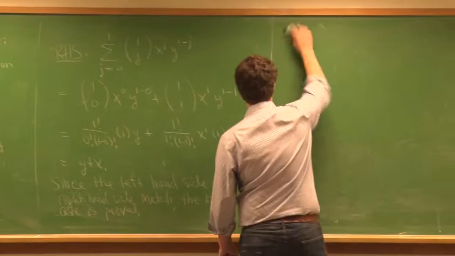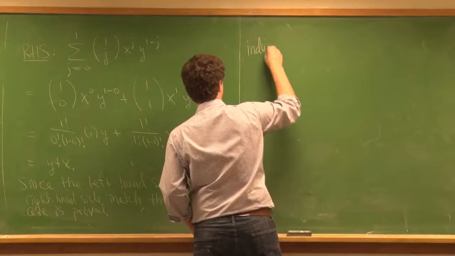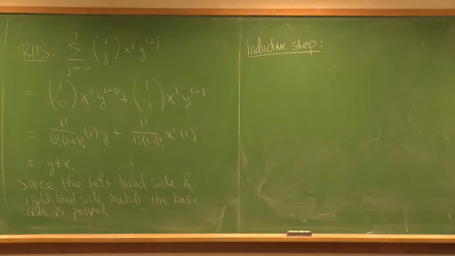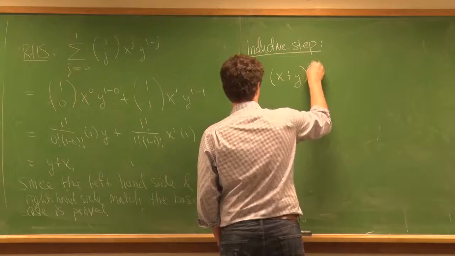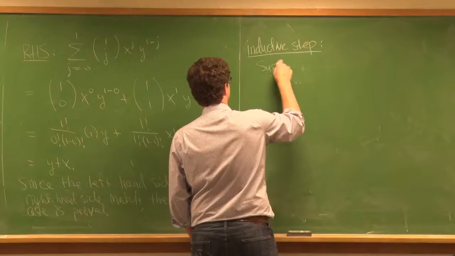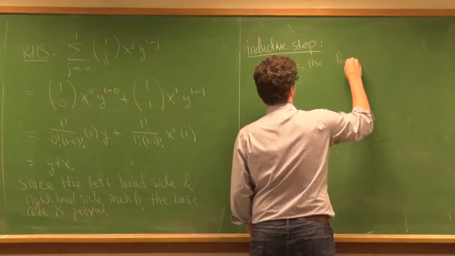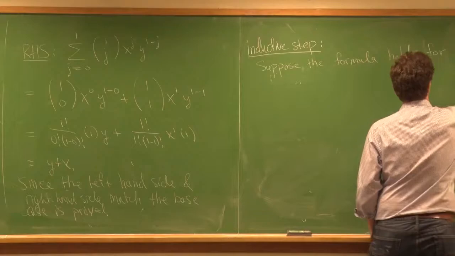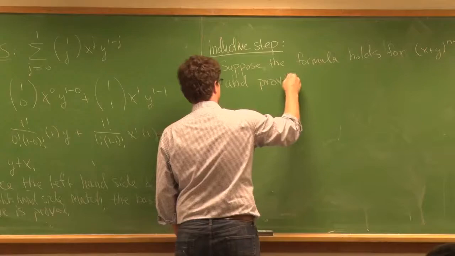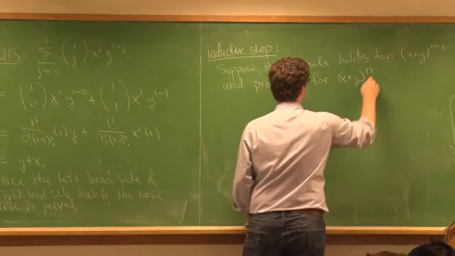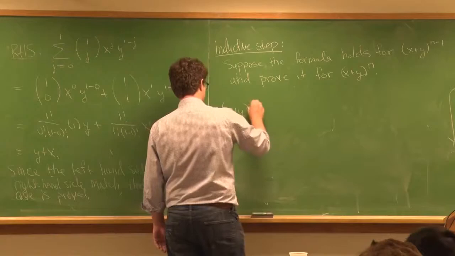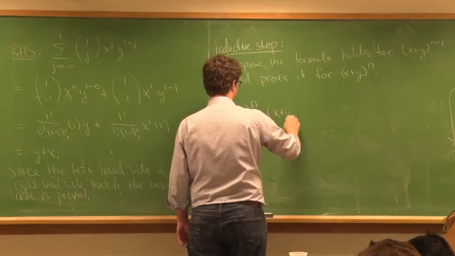So the inductive step. Okay, so here, we suppose the formula holds for x plus y to the n minus 1 and prove it for x plus y to the n. Okay, so we're going to suppose that this binomial theorem holds when we go to the n minus first power. So x plus y to the n, okay, so I'm going to break this up. So this is x plus y times x plus y to the n minus 1.